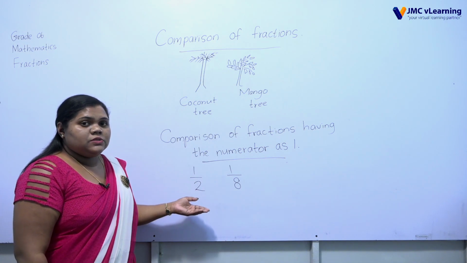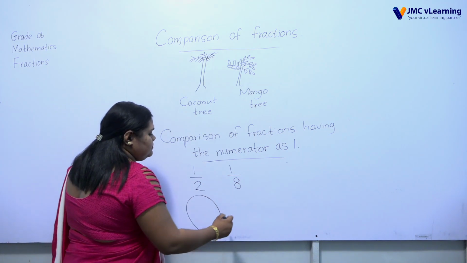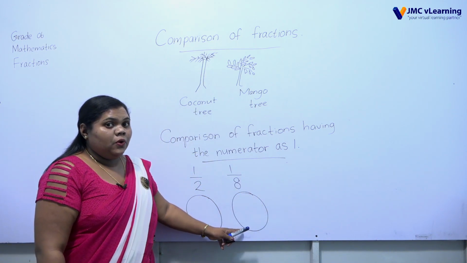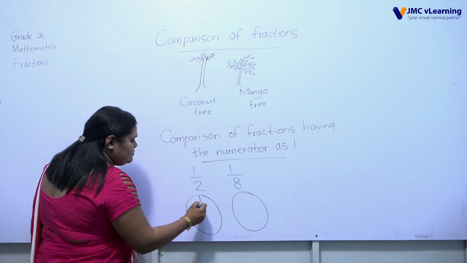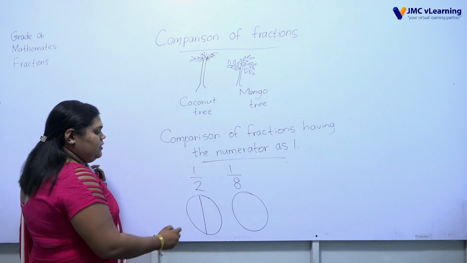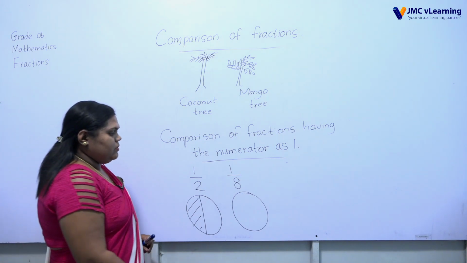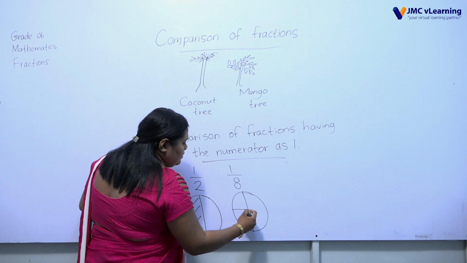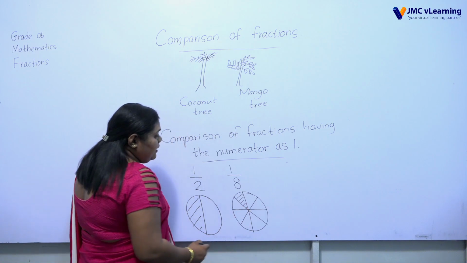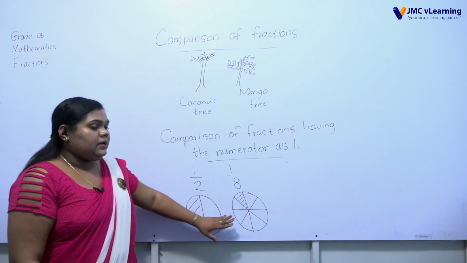First I'll help you to solve this using pictures. Now I have drawn two circles. If you want to get half, you want to divide this into two parts and color one. To get 1/8, we want to divide this into 8 parts and color one. Now you can compare these two circles.